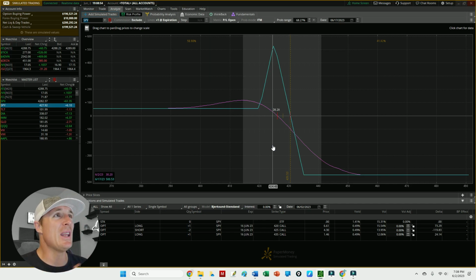But in any case, looking here at the broken wing butterfly on SPY, I'm going to leave this on again, just like the others. It's pretty much right in the profit tent. I mean, I got really lucky on this trade and on that iron butterfly that it's just stayed right where I needed it to.